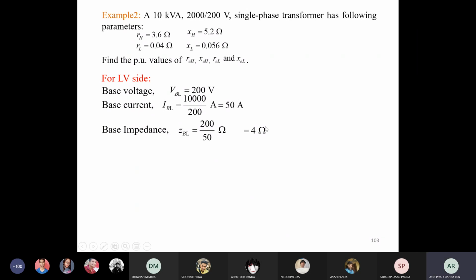So now you have got the base impedance, so you will be able to calculate RL and XL in per unit value. So calculate those. RL in per unit and XL in per unit.